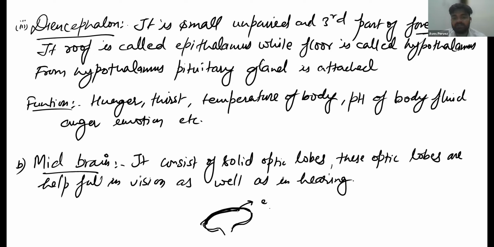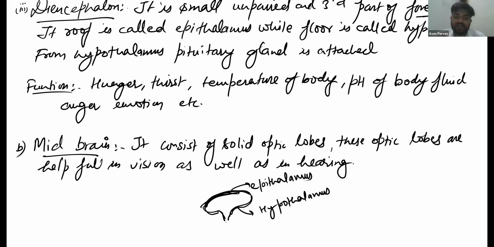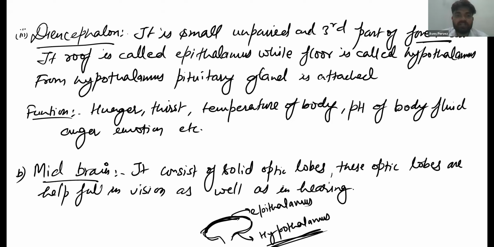This is called the epithalamus, and its floor is called the hypothalamus, which is a part of the brain. And from this hypothalamus, the pituitary gland, that is the master endocrine gland that we're going to study, is attached by means of a stalk. The pituitary gland is attached with the hypothalamus. Got it?